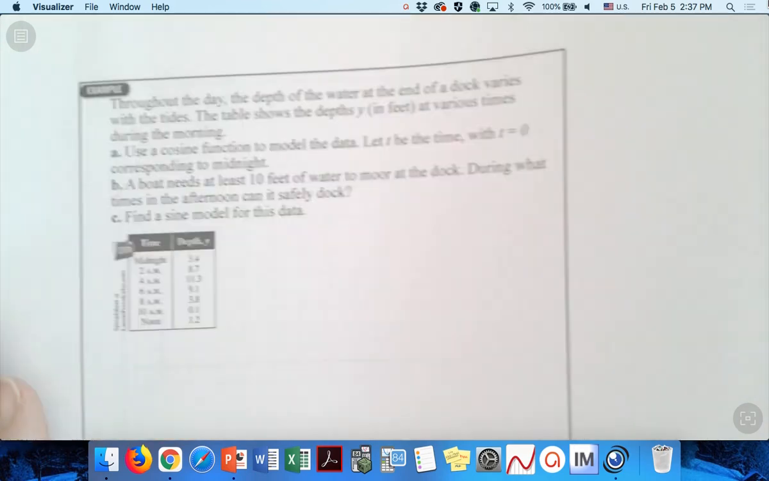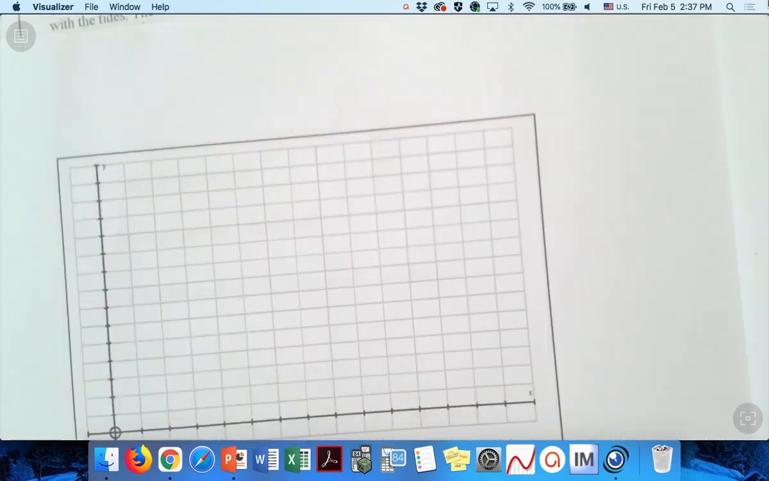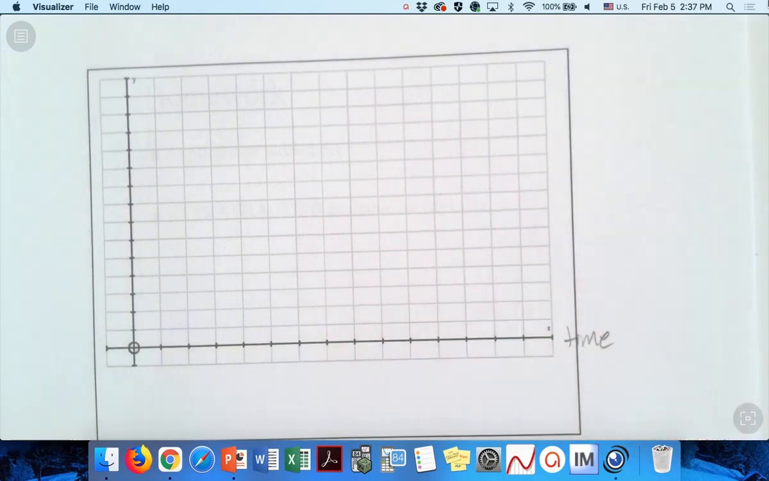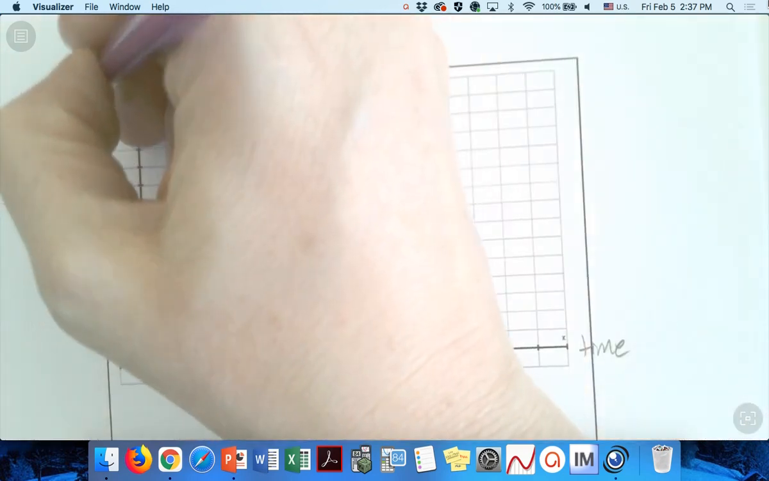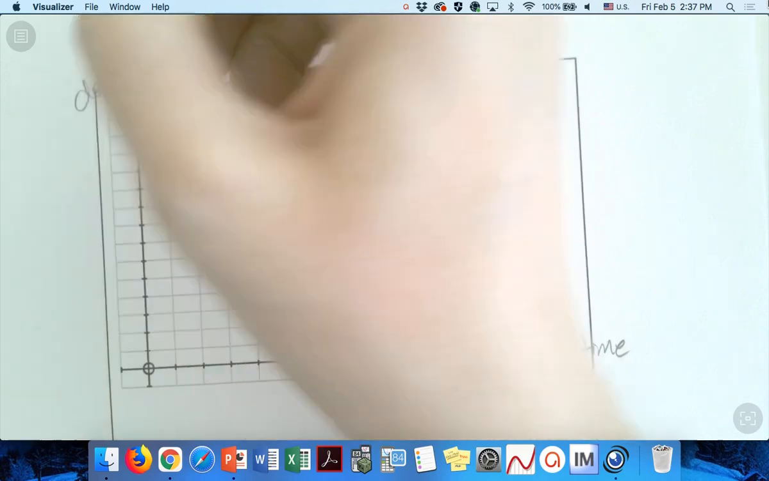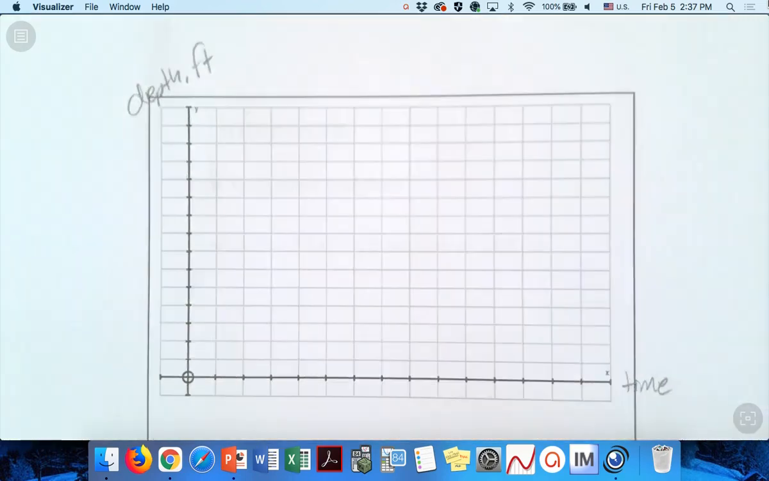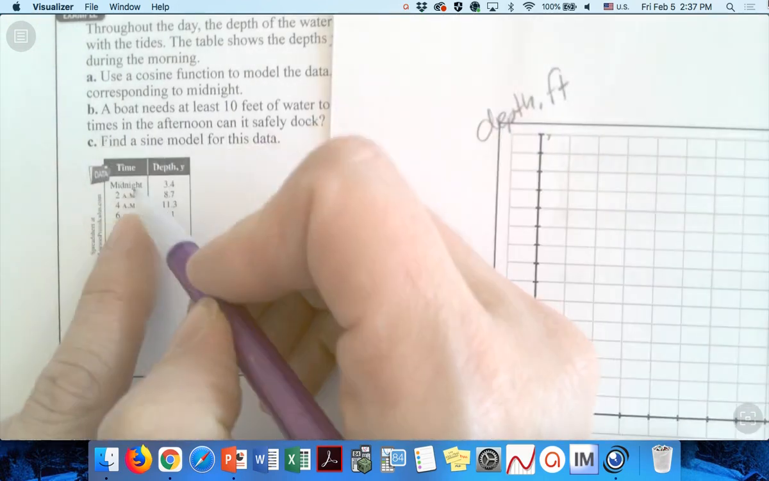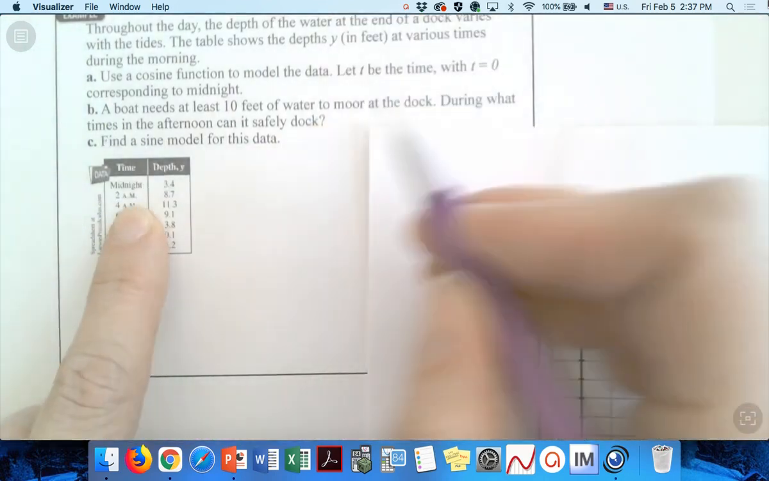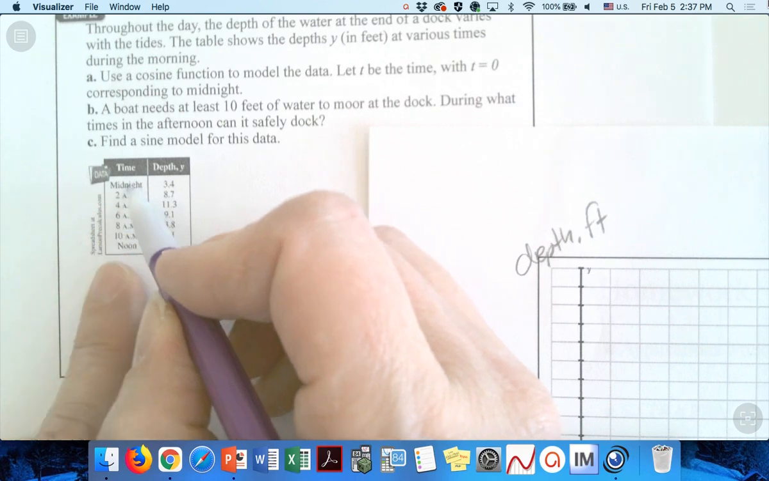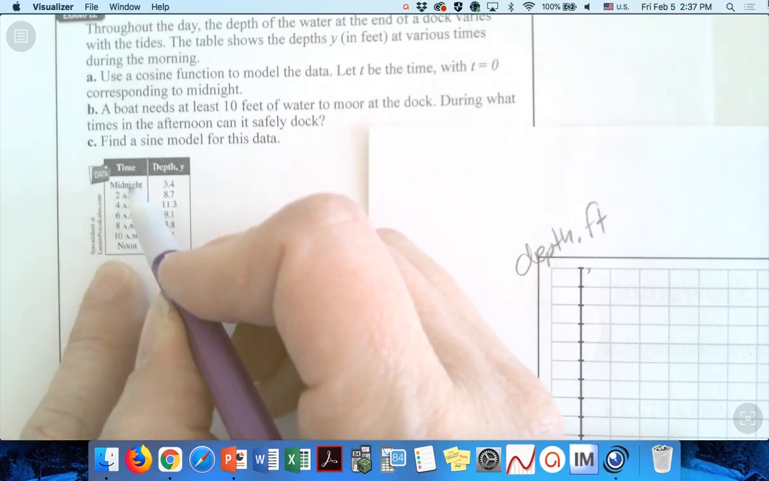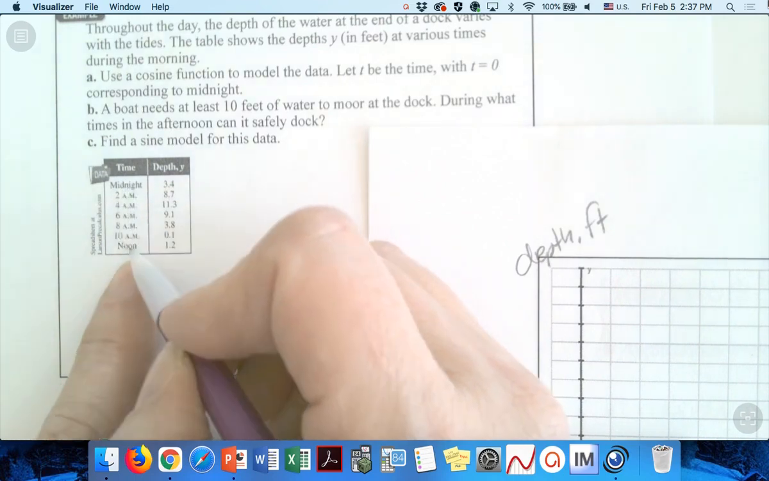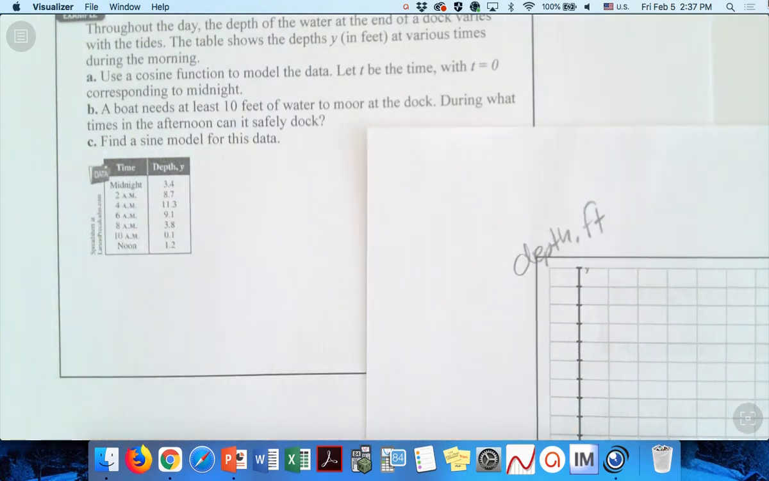But before we do that, let's label our axes. So we know that the horizontal is going to be time, and the vertical is going to be depth in feet. You can label it over here if you want to. Sometimes just put it way up there at the top. All right. Looking at my data, we have time, and it says that 0 equals midnight. So midnight will be 0, and then these are going to be the number of hours after midnight. So I have to go from midnight out to noon, so from 0 to 12.